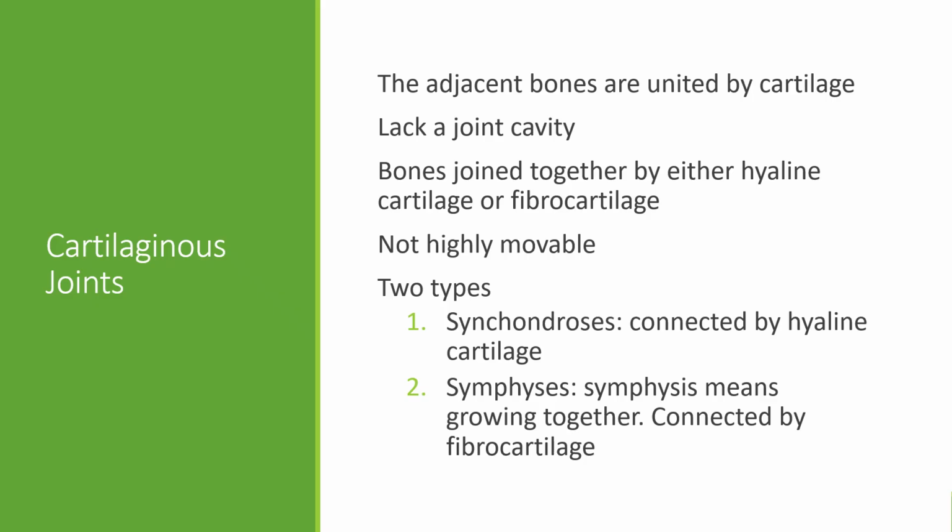So cartilaginous joints, these have adjacent bones that are united by some type of cartilage. They lack a joint cavity as well. The bones are joined together either by a piece of hyaline cartilage or a piece of fibrocartilage. They're not highly movable. They do move a little bit, but not like we see with the freely moving joints. Two different types: synchondrosis, which is connected by hyaline cartilage, and a symphysis, which means that they are growing together, which is connected by fibrocartilage. So that's how those two are different, just by the type of cartilage.